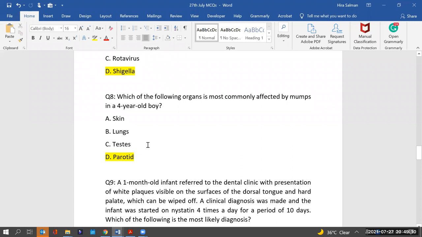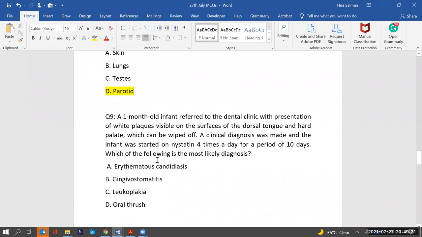So orchitis can be there, but don't choose testes here, okay? Because one of the group members was actually debating on this, the testicular involvement. Why testicular involvement? Testicular involvement is the second thing. It's actually a complication of mumps. So first the parotid should be involved, and then it will go to the testes and anywhere in the body.